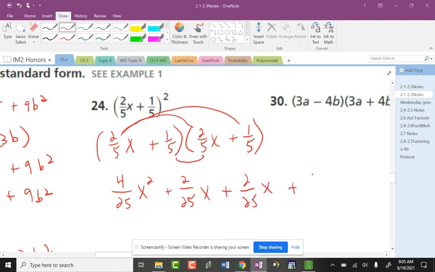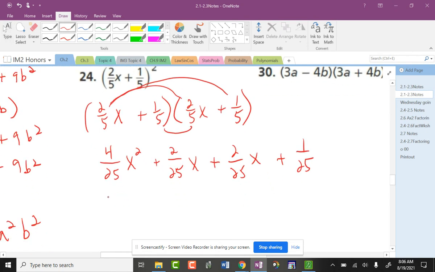And then this is a 1 over 25. 1 times 1 is 1. So on and so on and so forth. And then the only thing you have at the end there is a middle term. You add the 2's over a common denominator. You do not add those 25s.